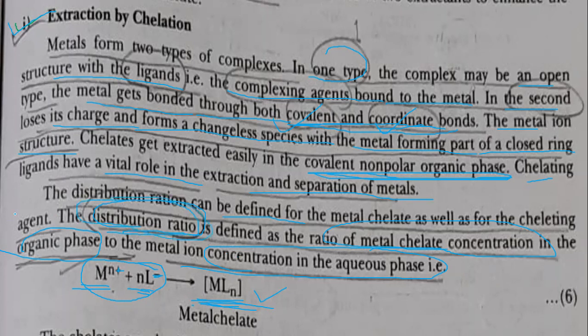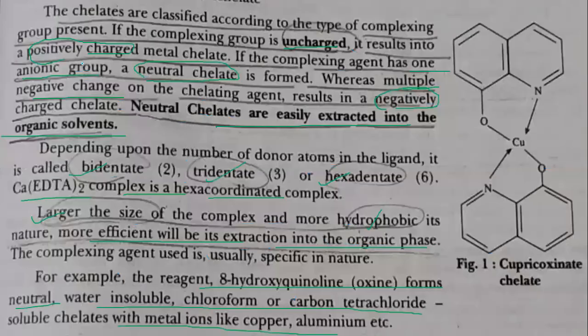Distribution ratio for the chelate. See, now they are there. Here is a chelate formation. Now we'll see what happens. See, the chelates are classified according to the types of complexing group present in them.